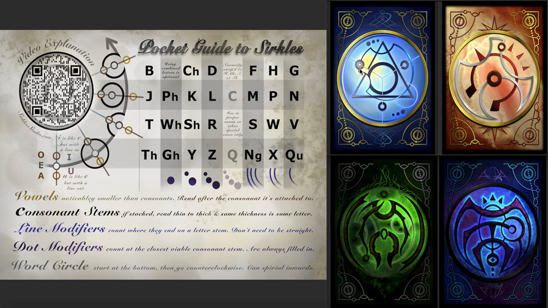So here we have these letters, and we can stack letters as well. So if stacked, read thin to thick, and same thickness as same letter. So here we have 2 stacked vowels. There's a thin one and a thick one, so we read the thin one first, and that thin one has a line going inwards, so that's an I, and this thick one has a line going outwards, so that's a U. So reading thin to thick, that would be the I, then the U.